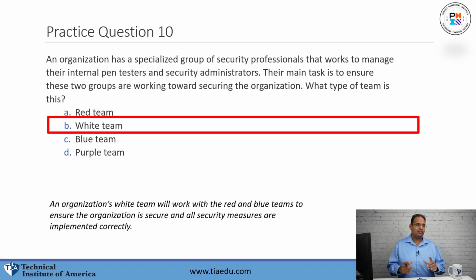a white team. So red teams are people within the organization that work to break the company. They're like the ethical hackers within the business. The blue team are the ones that work to secure the organization. The purple team are folks that work on both sides. So you have one guy that some days he's doing red, some days he's doing blue, and the white teams are going to be the people that manage these particular teams.